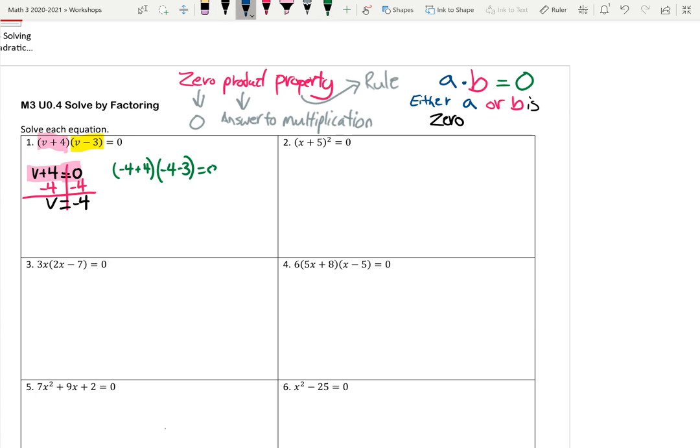Let's examine what happens when I take this input. -4 plus 4 is going to result in 0, times, they're both negative, so I combine them together to form a bigger negative number, -7. And this is absolutely true. 0 times -7 results in a 0. So this is an answer to my question.